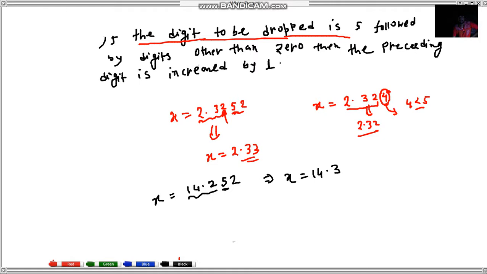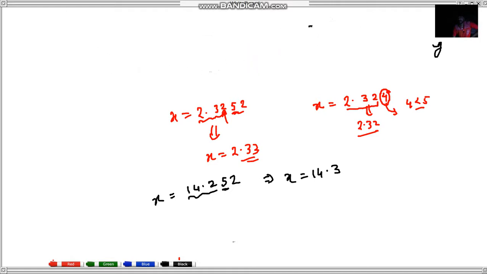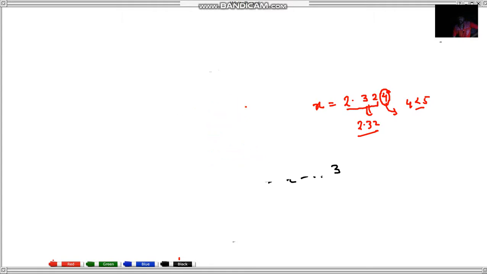So that is rule number 3. Now I will discuss rule number 3, which is where we have to drop 5 but there is 0 after 5. So here what will happen? So now this is, you can say, rule 3. Let me analyze this.